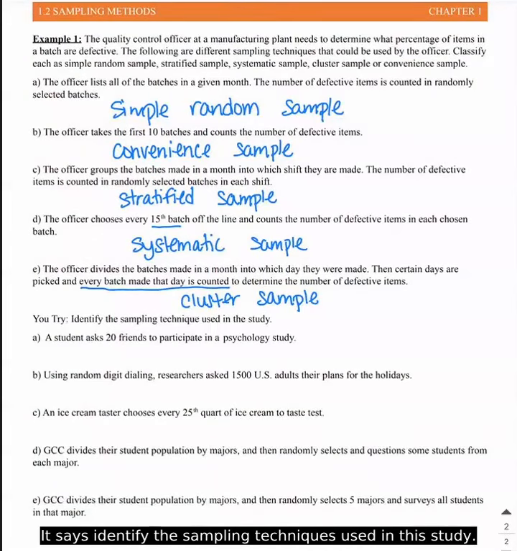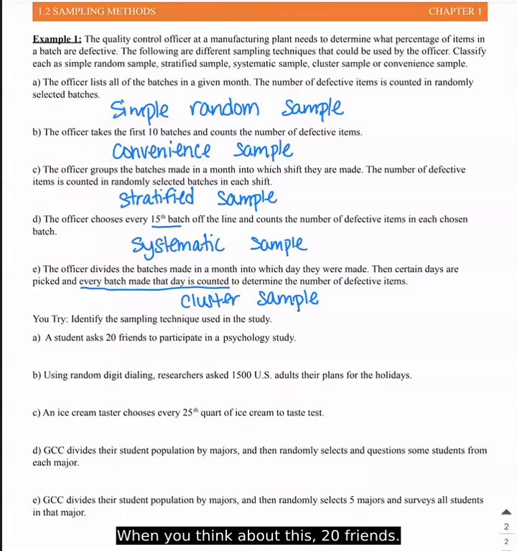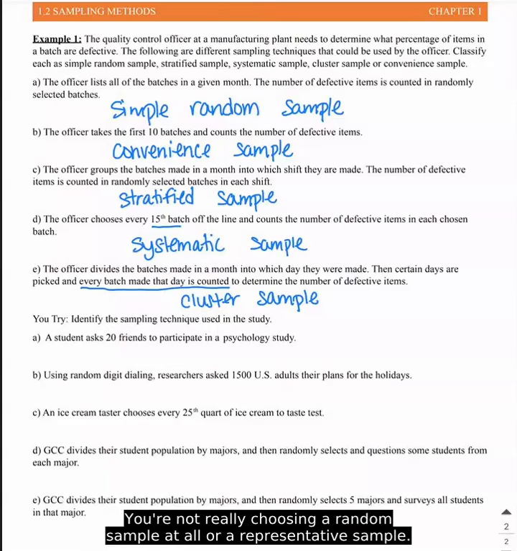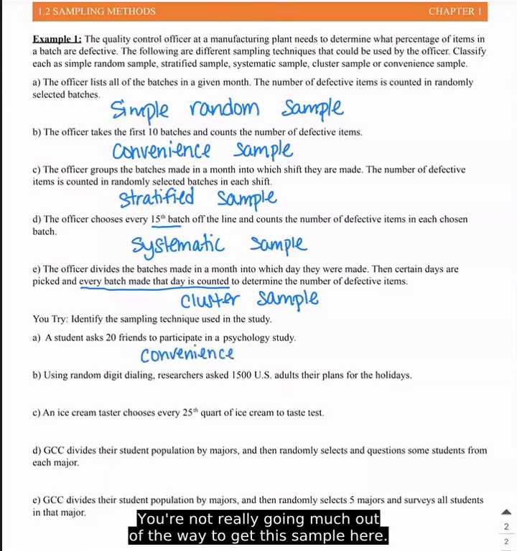So it says identify the sampling techniques used in the study. So A says a student asked 20 friends to participate in a psychology study. So if you think about this, 20 friends, you're not really choosing a random sample at all. No representative sample. This would be a type of convenience sample. You're not really going much out of the way to get this sample here.